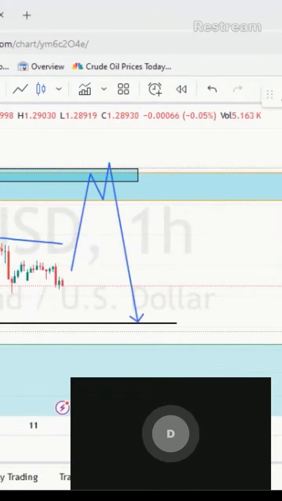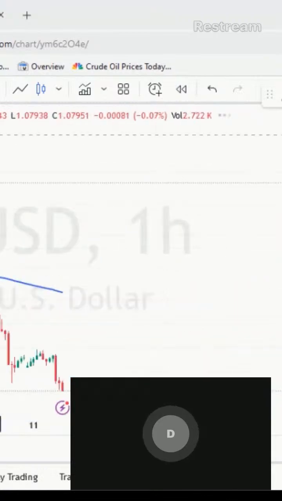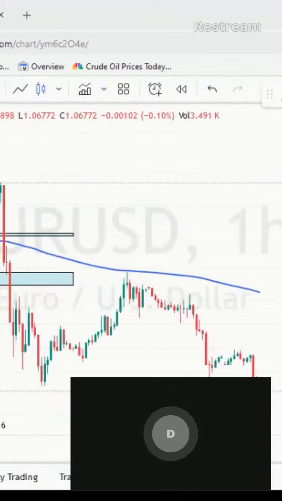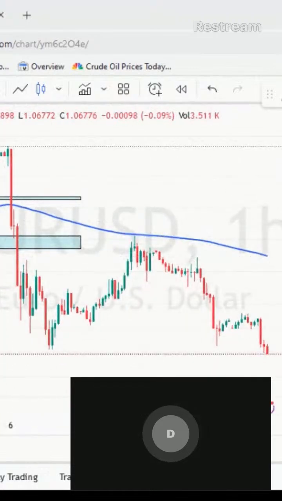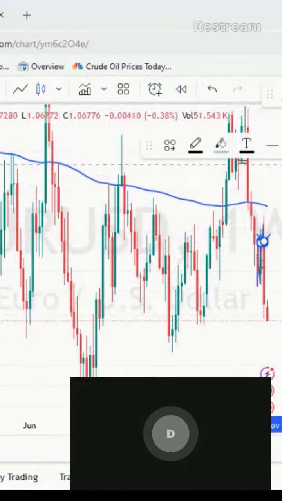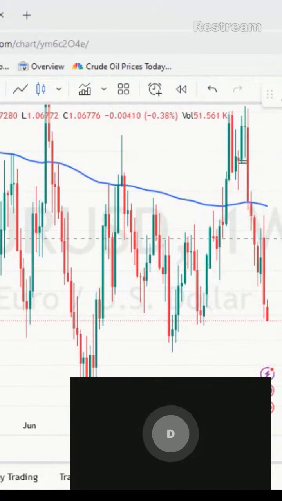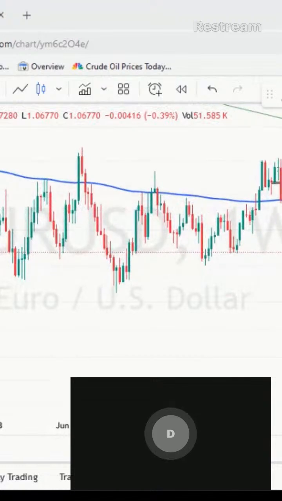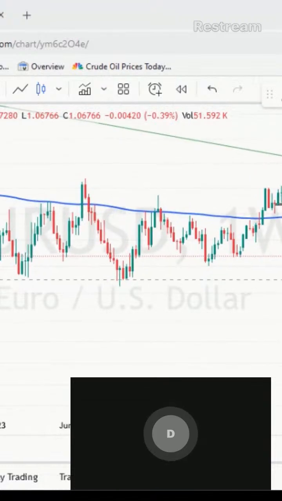Then let's look at what is happening on Euro USD. Let's start from the weekly setup as well, the weekly time frame. Then we do the analysis. This is top-down analysis. We do the analysis back to where we see a clear structure and execution.